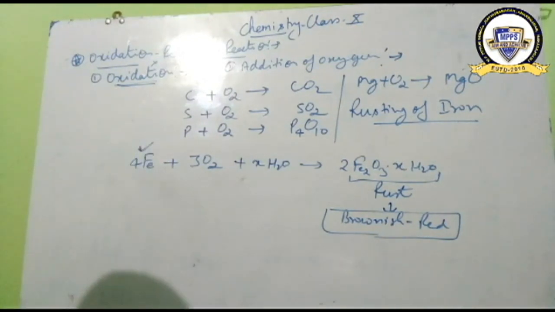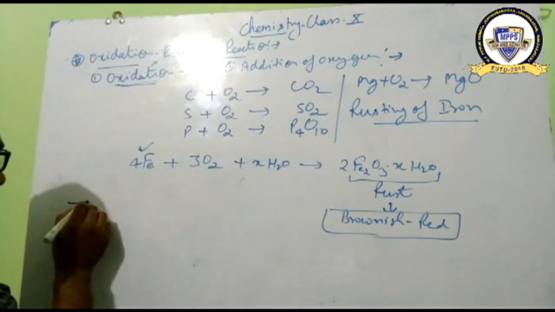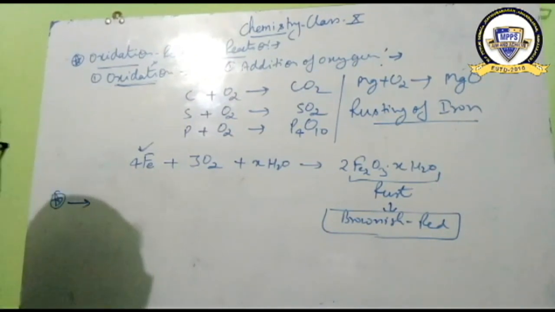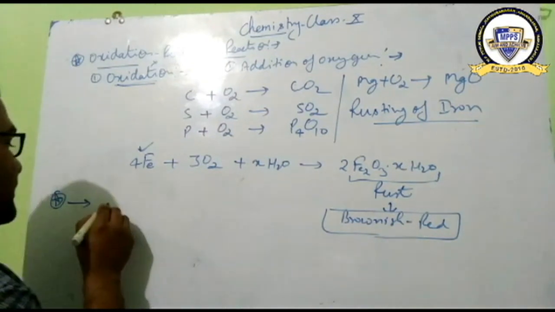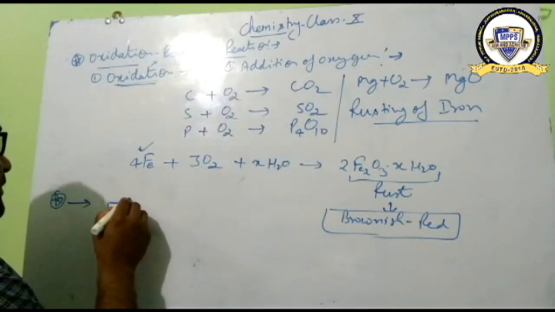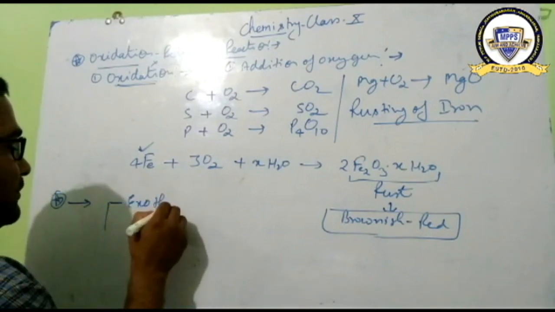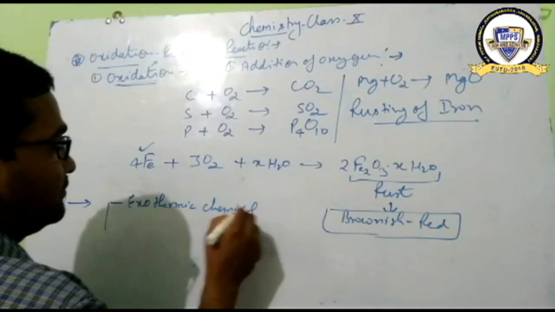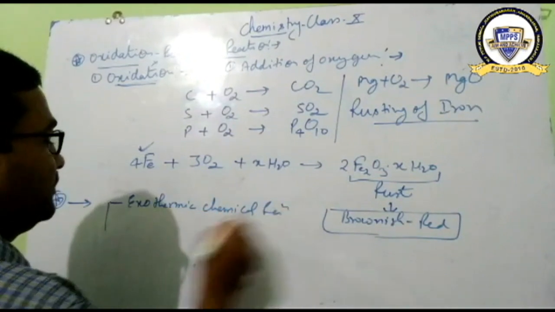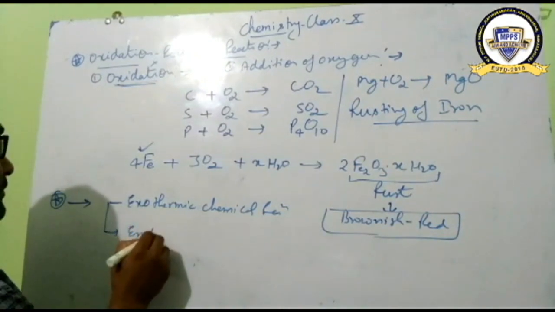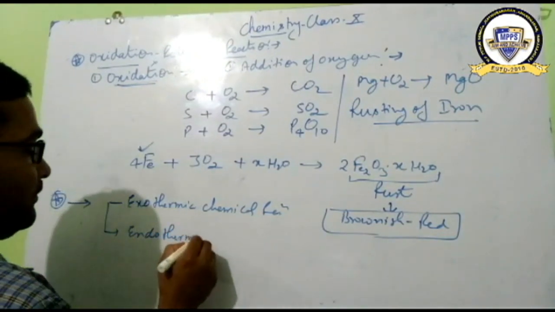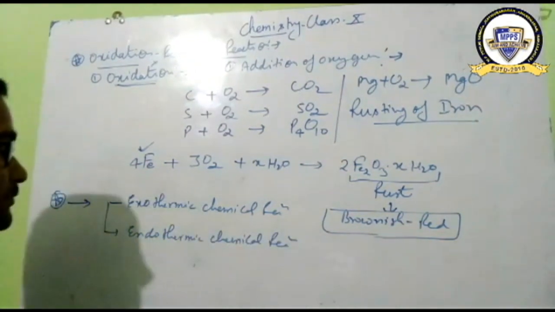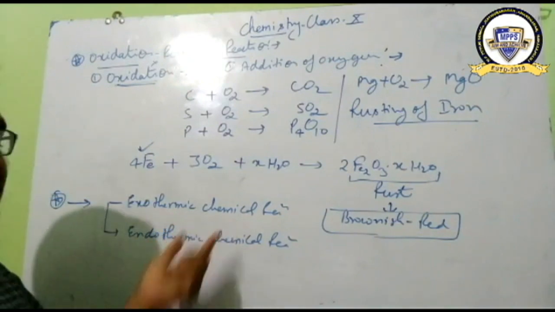Further in this way we will see two more types of chemical reaction. One is known as exothermic chemical reaction. The second one is known as endothermic chemical reaction. These are two special types of chemical reaction.